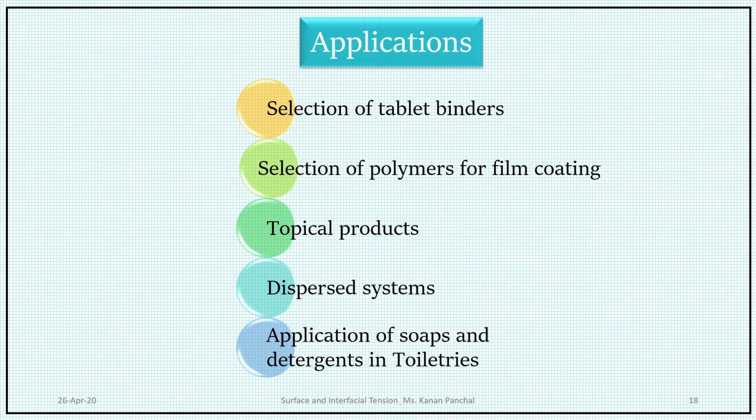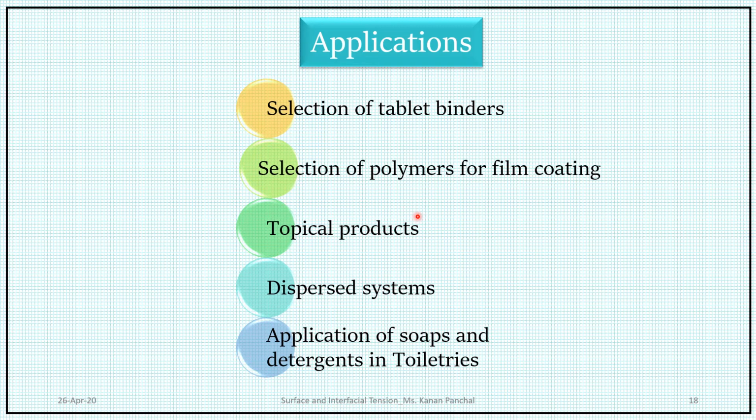Now, how is the understanding of surfactants going to help us with our formulation? First is selection of binders. Based on the HLB of your binder, you can select the appropriate one for your formulation. Then, selection of polymers for film coating. Say your polymer has very good wetting and spreading capability. It will form a very good film over your tablet. If it does not, then it may cause orange peel or blistering effect, right?